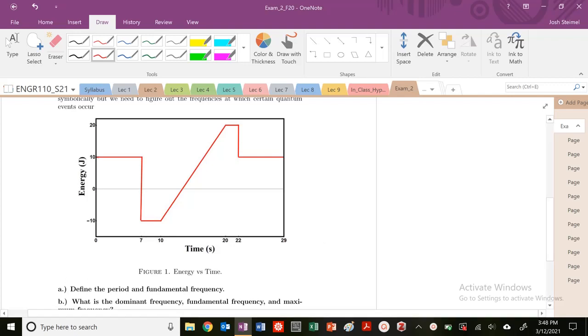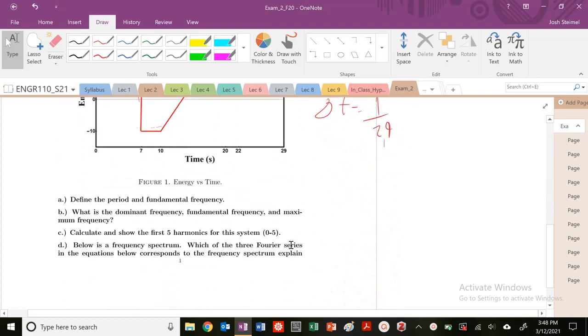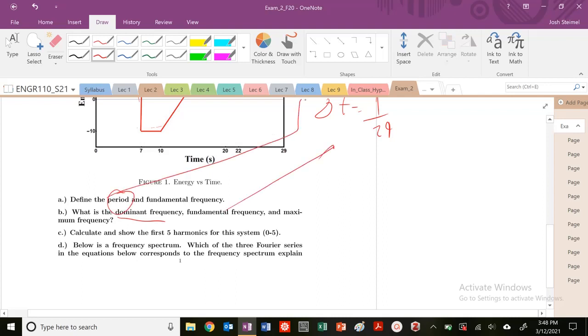So we start down here. So here, here, here, here, here. So my full period, my T, is going to be 29 seconds. So I know that my fundamental frequency, my delta F, is going to be 1 over 29. So I could start to basically fill out this problem. Then it's asking us to look at dominant frequency. Fundamental frequency, we've already solved that. We already defined the period, T, up there.